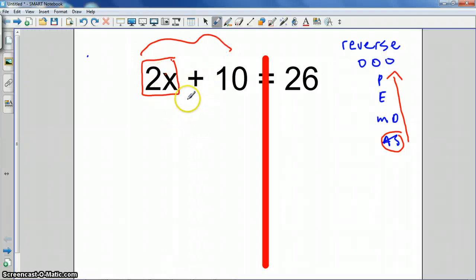What number is on this side that's not in this box? Well, that'd be plus 10. And if we're going to reverse order of operations, we see that we need to start with that. So we deal with whatever's not in the box first. In this case, we deal with the plus 10.